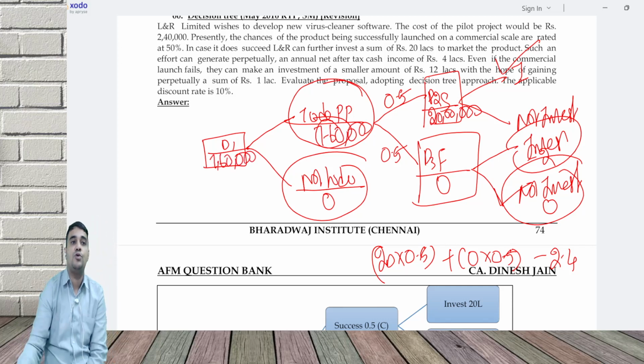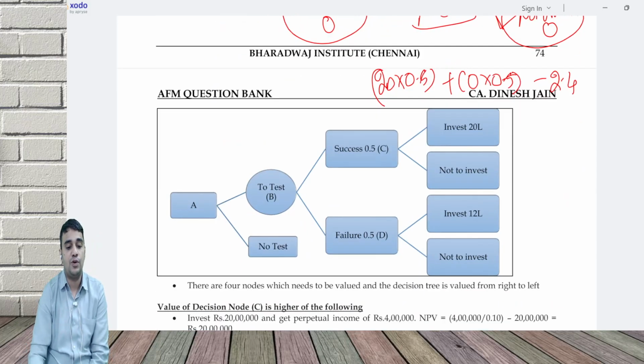I decide to do the pilot project. Doing the pilot project is more useful. To test, not to test. Success, failure. Success is invest 20, not to invest. Failure is invest 12, not to invest. And you will have to value now A, B, C, D. Totally 4 nodes you have to value.